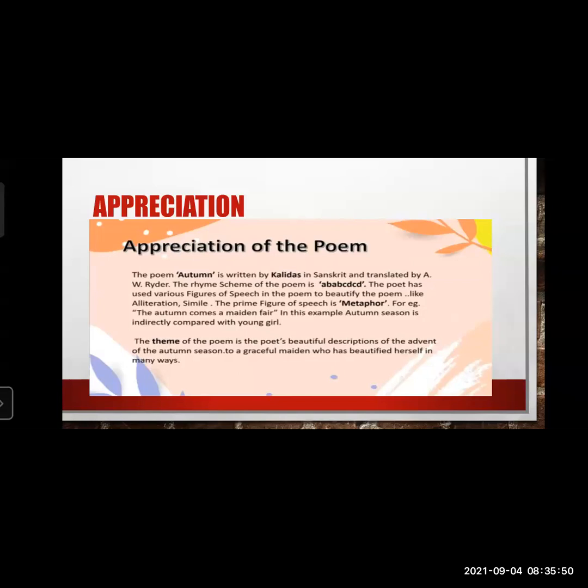The theme of the poem is the poet's beautiful description of the advent of the autumn season as a graceful maiden who has beautified herself in many ways. So this is the theme in two sentences which I have explained, that the autumn season is like a graceful lady, a graceful woman, a maiden who has beautified herself in many ways. So this is all the appreciation of the poem which we have seen.